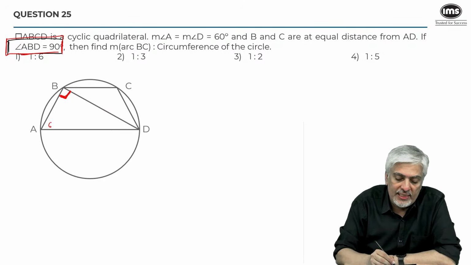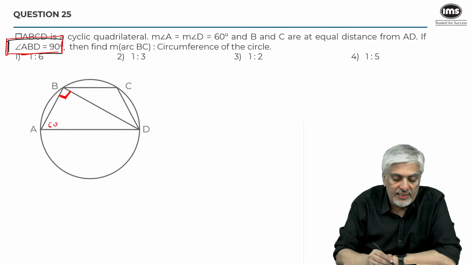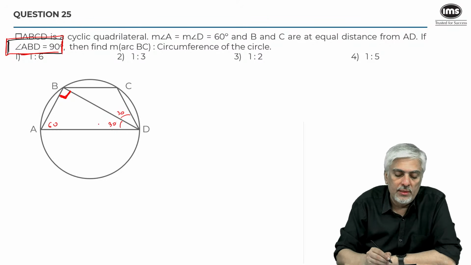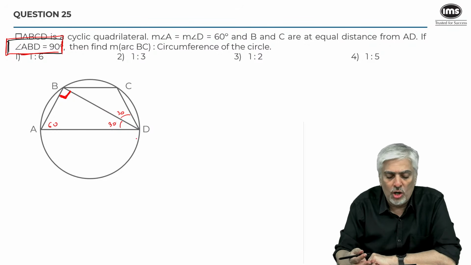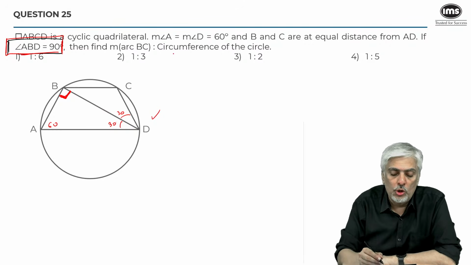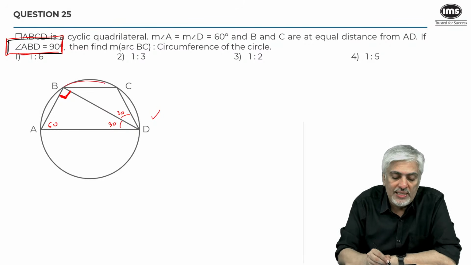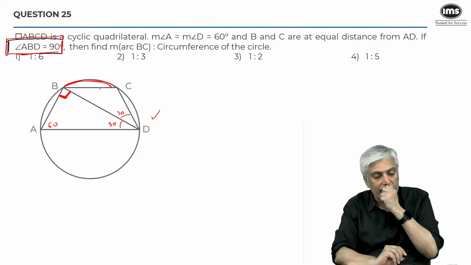Angle A was given 60, angle D was given 60. This is 60, this is 90, so this much is 30. This is also 30. It's a cyclic quadrilateral, so opposite angles are 180. Not needed. In fact, after this much is enough. What do we want to find? We want to find the measure of arc BC, the length of arc BC upon circumference.